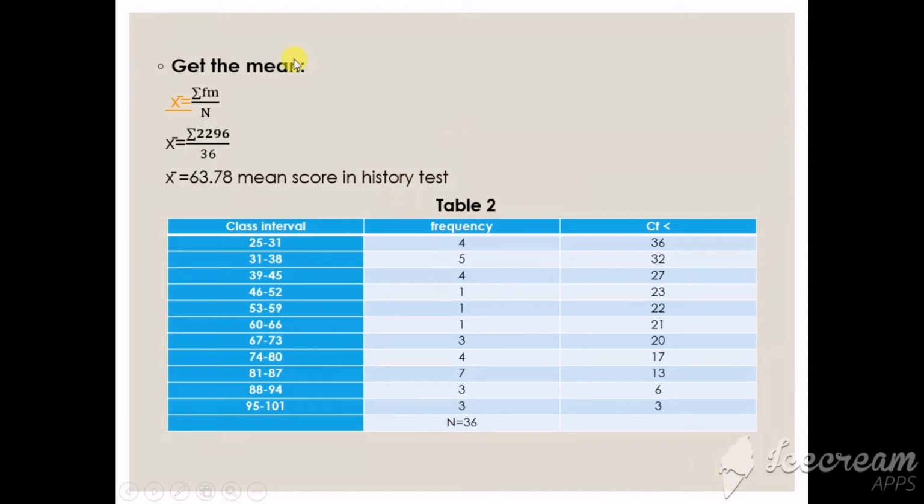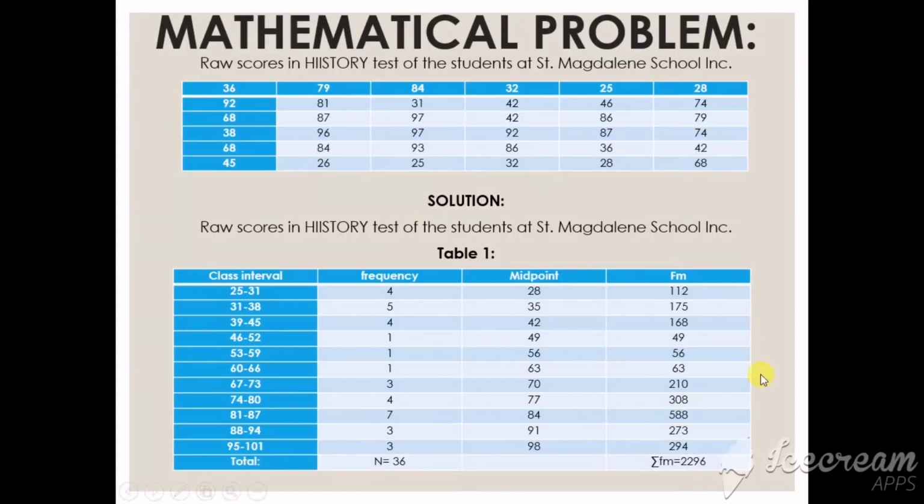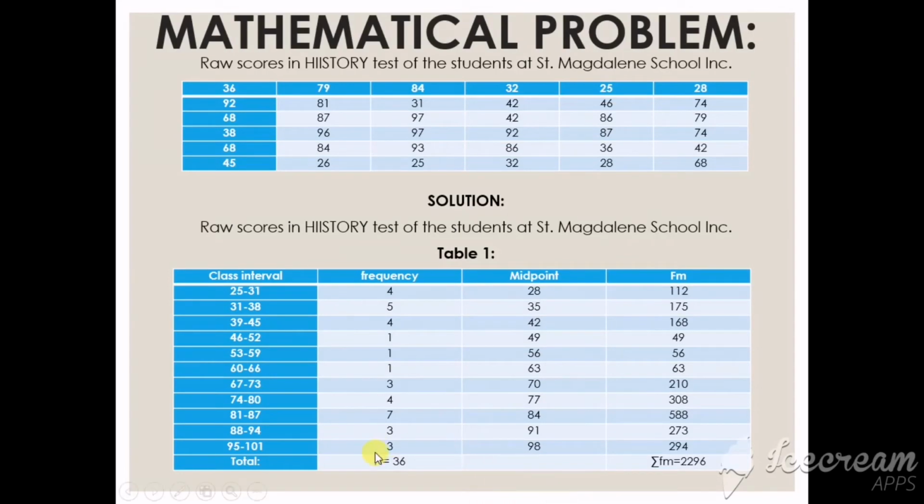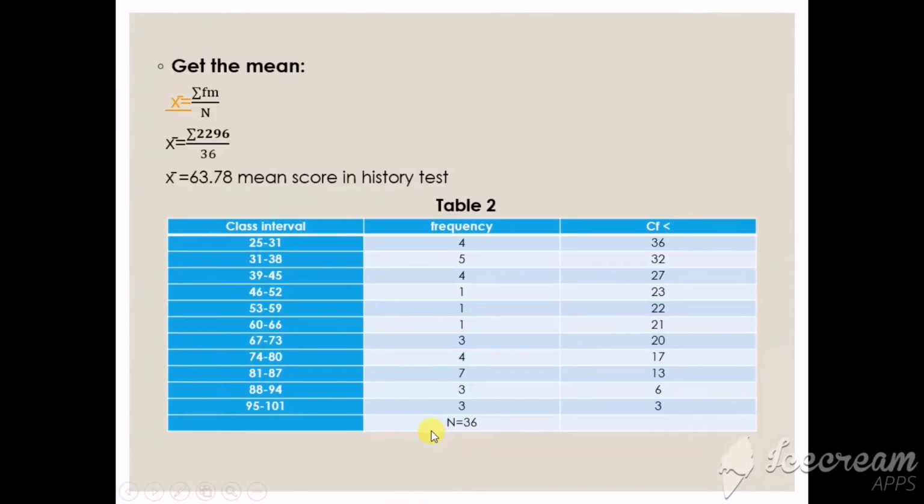So, first, let us get the mean. In getting the mean, we are going to use the formula summation of f of m over n. So, here we get the total of 2,296. So, lalagay lang po natin siya doon. Then, all over 36, which is the total of the frequency. So, in order to get the mean, just simply divide 2,296 divided by 36, and you get the mean, 63.78.